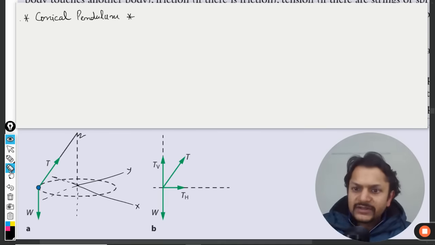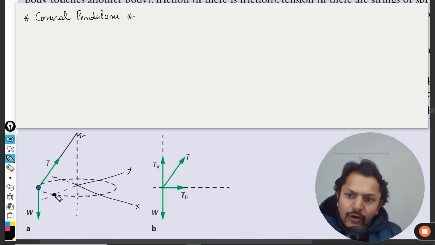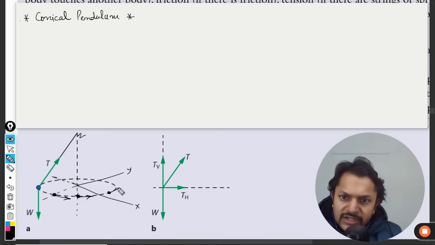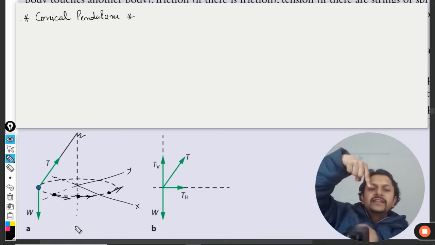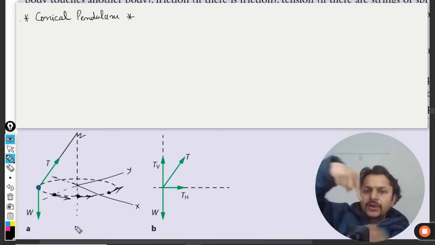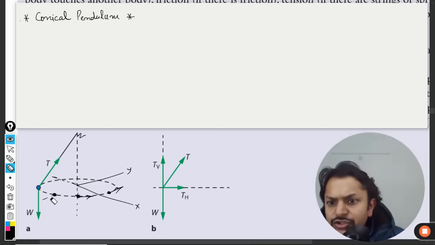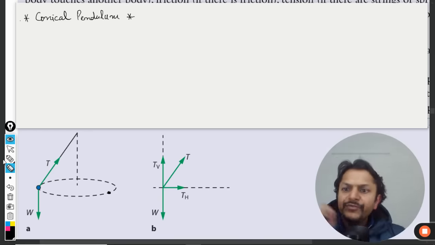So this is what is happening there, and the velocity with which the bob is moving is always tangential to the circle. It is always tangential to the circle like this. So the bob is moving like this around the central axis. Okay. Now, how to do these kind of questions, let us see.